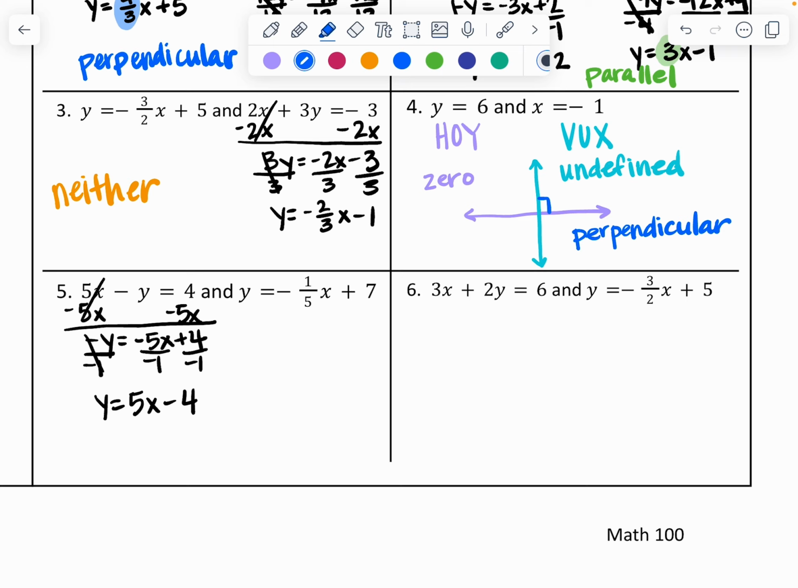So I have a slope of 5 and a slope of negative 1 over 5. So if you think of the whole number 5 as a fraction, you'd put it over 1. So these are actually perpendicular lines because they are opposite reciprocals. They have opposite signs and the fraction is flipped. So these are perpendicular.